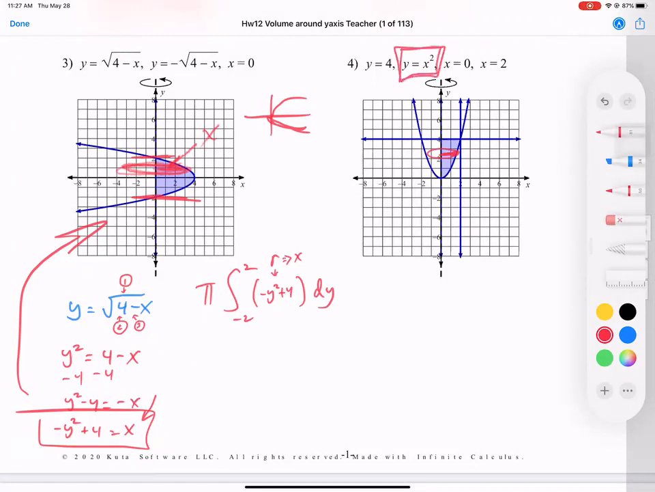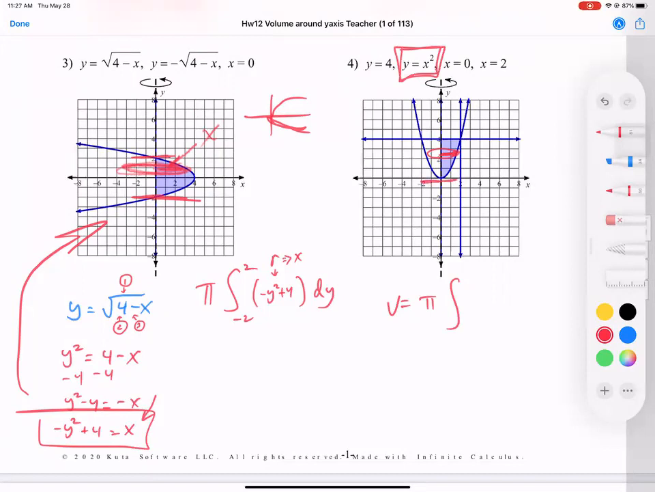Nope, they give me a regular parabola. All this other stuff here are just boundaries. Y is 4. X is 0. X is 2. These are just my boundaries. So really the graph is y is equal to x squared. So the volume is equal to the pi r squared integral of circles.